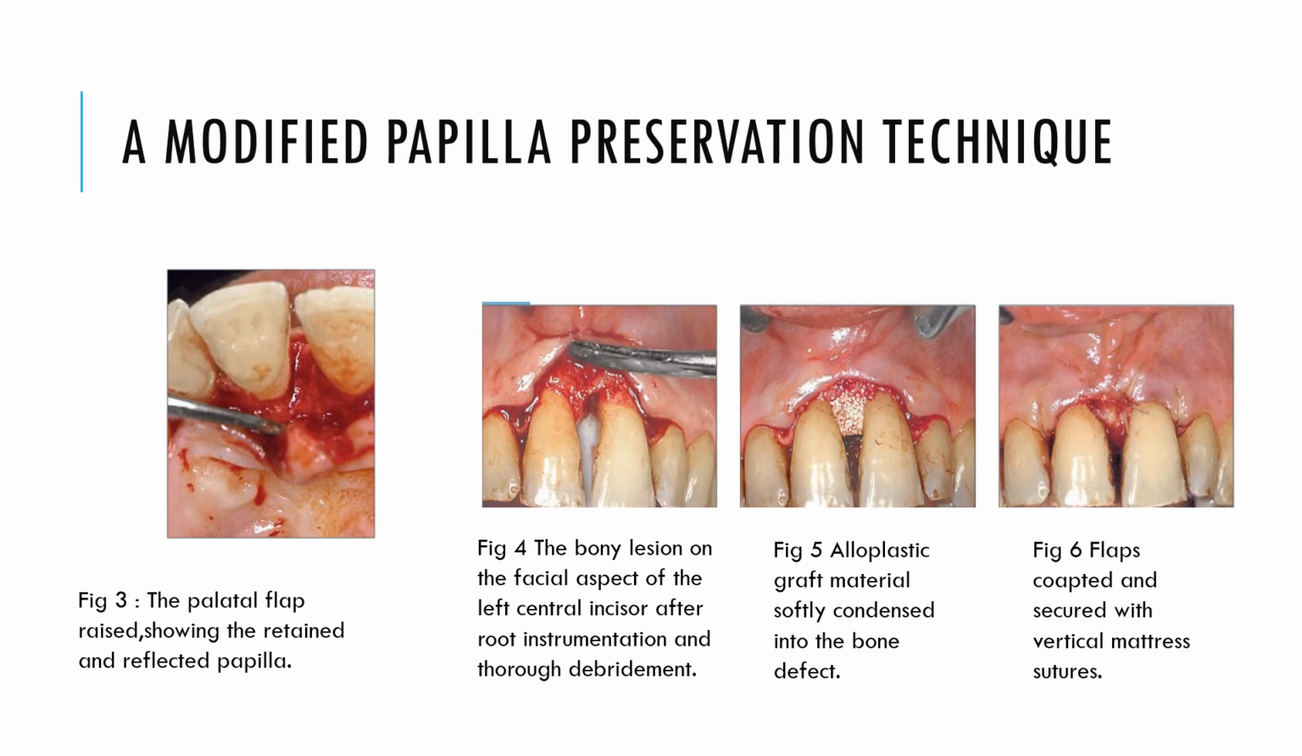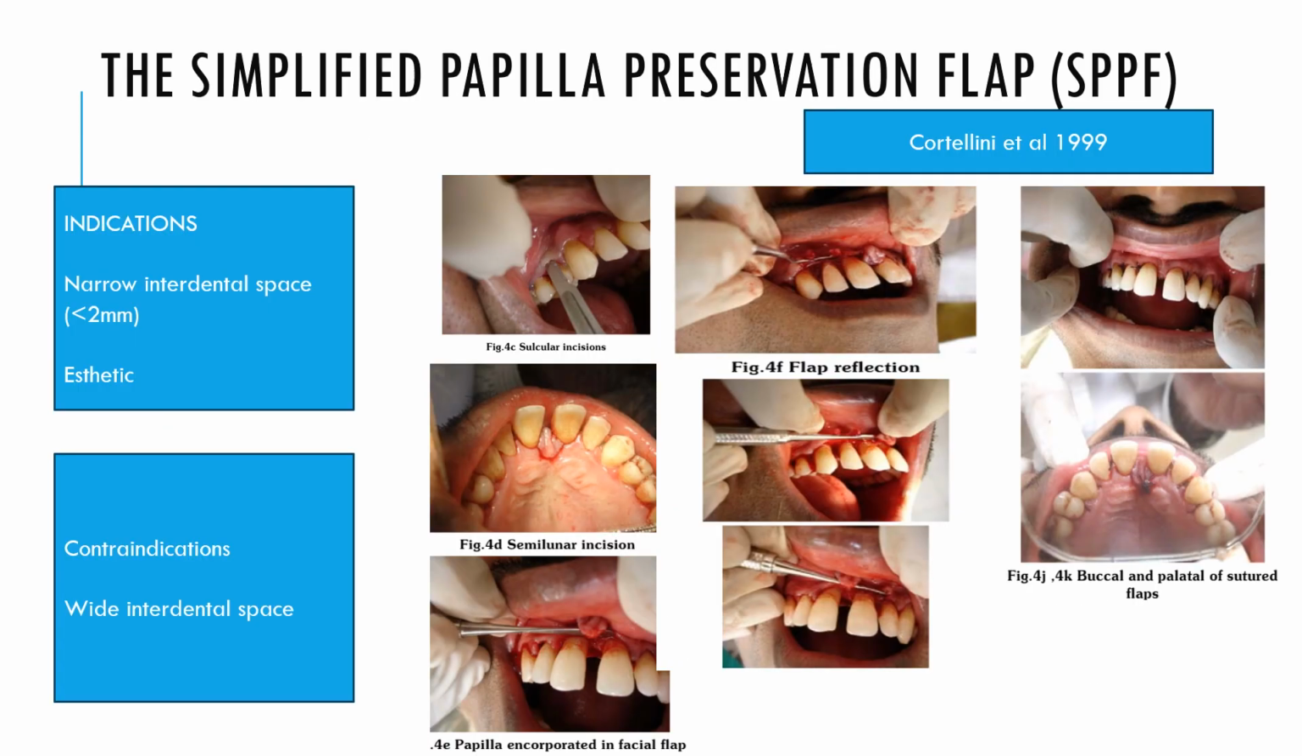Then the palatal flap is raised, and if there are any bony lesions, they are removed and debrided. If needed, alloplastic graft materials are condensed into the defect, and finally the flaps are secured with sutures.